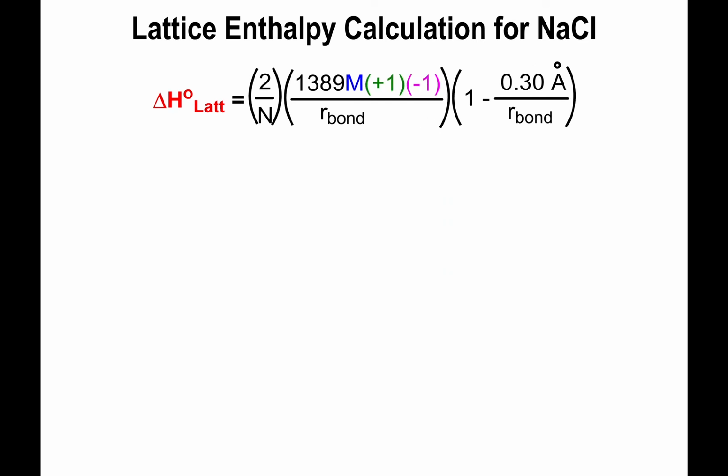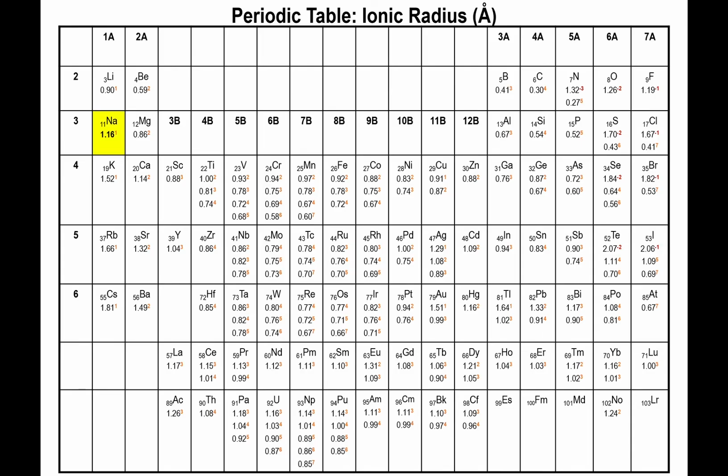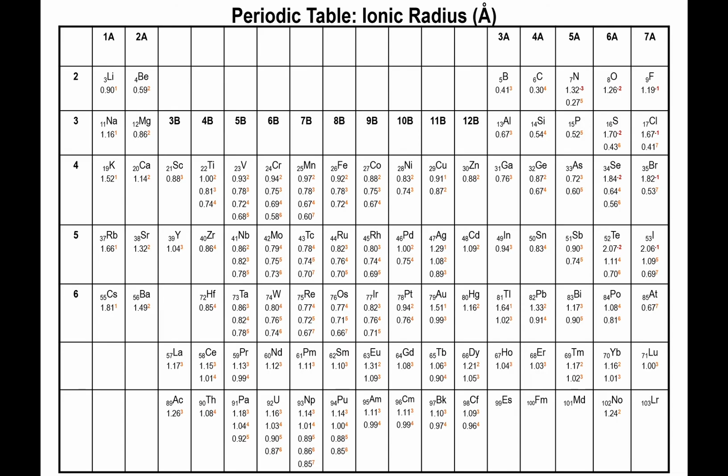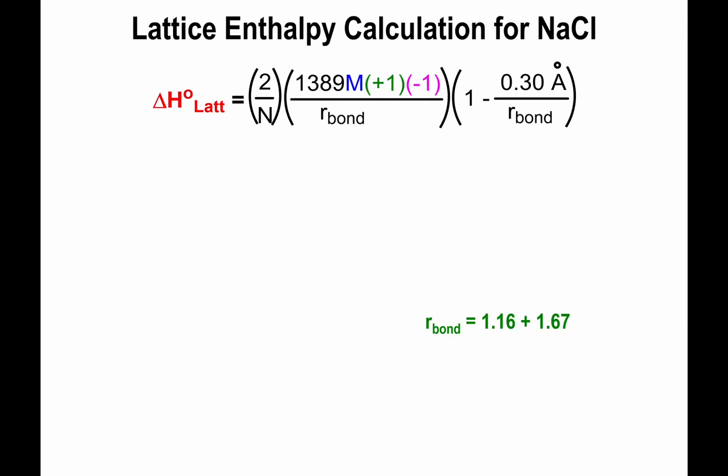So what happens is that we can look at something like the sodium chloride case, right? Simply stated, what we do is we look at the radii of sodium and chloride. Sodium is 1.16, chloride is 1.67. And if we add them together, we're going to get the value of our bond, which is 2.83 angstroms.